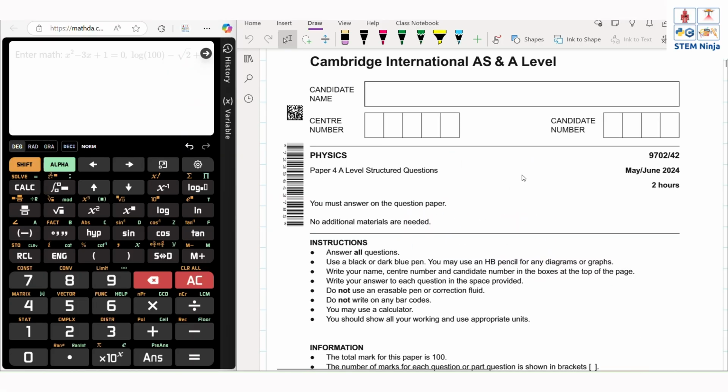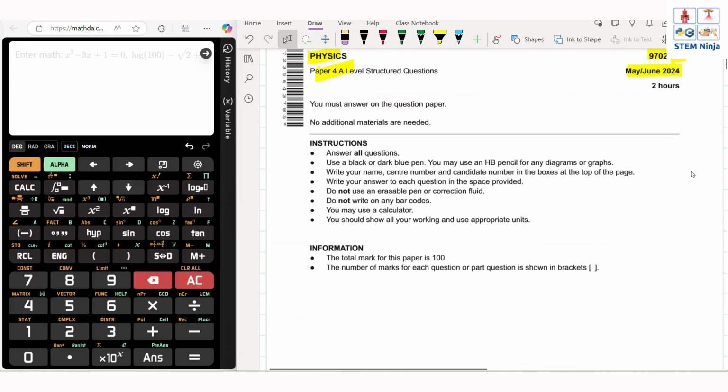Hey everyone, welcome back to the paper 4 series of physics 9702. Today we're going to talk about physics paper 4 variant 42 from the March 2024 session. Yesterday, we did the 4.1 and 4.3.